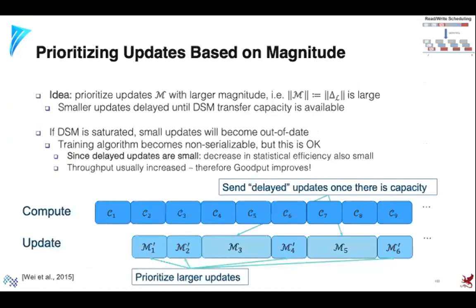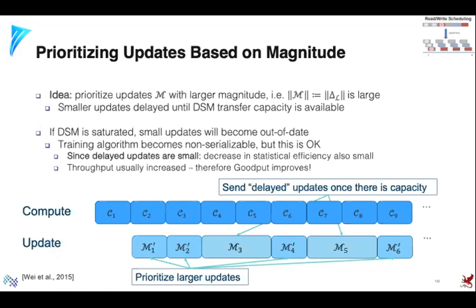We can also go a little further and prioritize the different updates based on their magnitude. Recall earlier, we talked about different compression schemes, where one of the schemes was to send the largest values of an update, a gradient vector, across the network and send smaller values later. That's basically this idea here. You prioritize the messages M with larger magnitude, like larger L2 norm, and you delay the smaller updates until capacity is available.